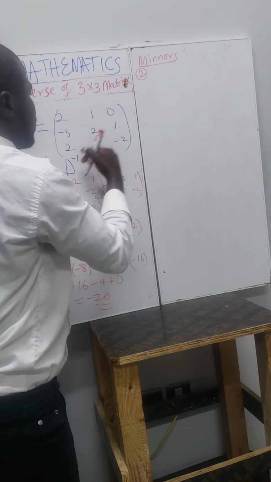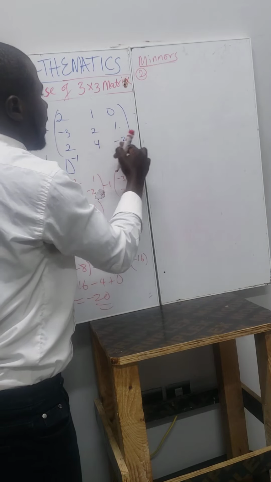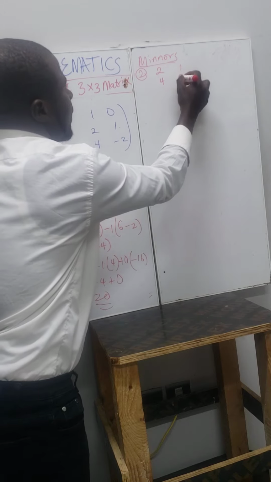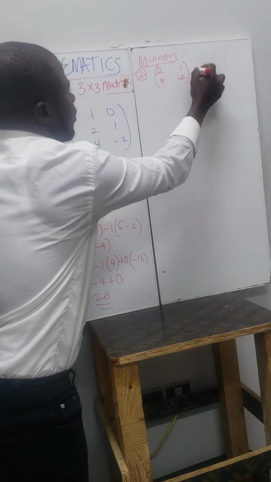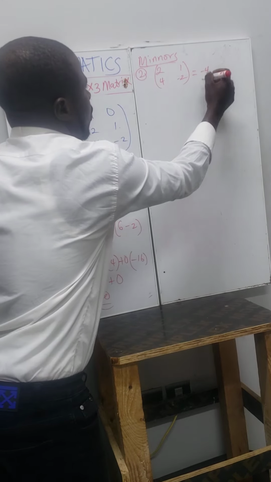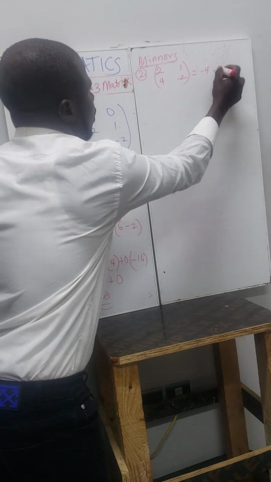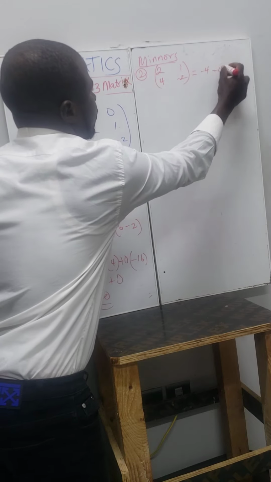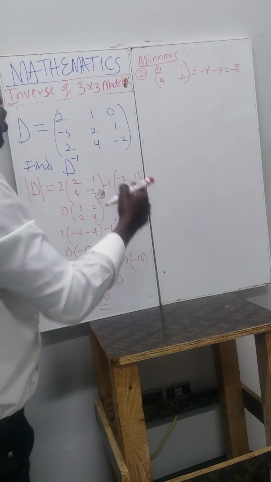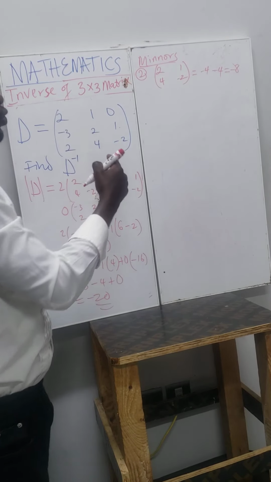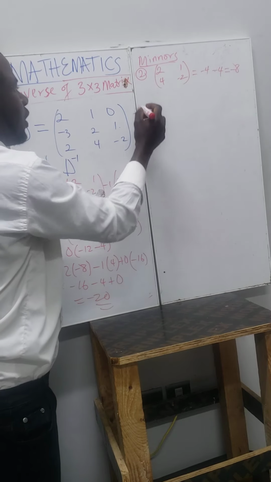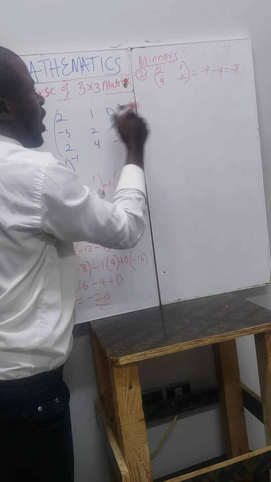You block this one, you block this one. You have 2, 1, 4, minus 2 left. That's what we have left. 2 multiplied by minus 2, that is minus 4. Then minus 4 multiplied by 1, that is minus 4. Minus 4 minus 4, that is minus 8. The minor on that element 2 is minus 8.